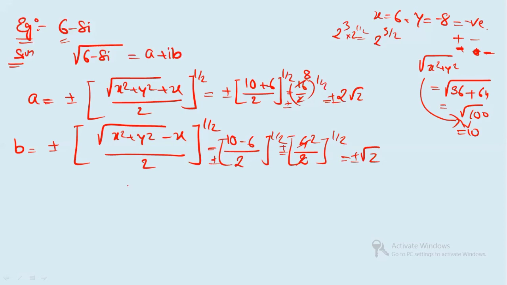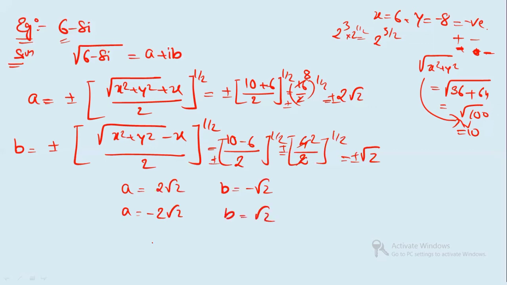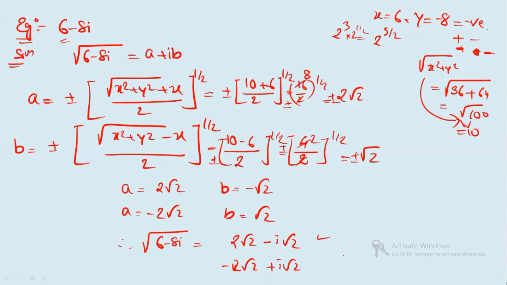So the combination we were having: when a is positive, that means when a is 2 root 2, then b will be negative, that is minus root 2. When a is negative, that is minus 2 root 2, b will be what? Root 2. All right. Therefore, you can write the square root of 6 minus 8i equals 2 root 2 minus i root 2, or you can write minus 2 root 2 plus i root 2. Clear? So this will be the square root.